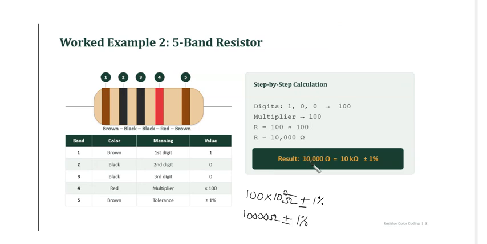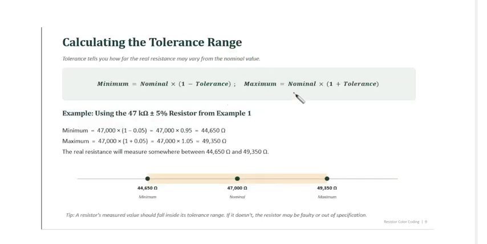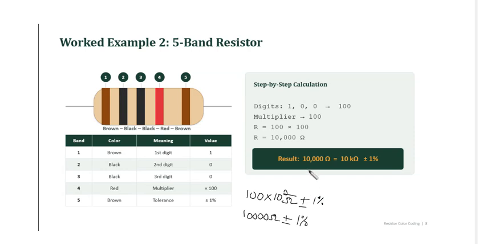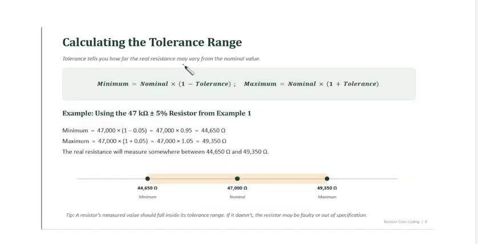10,000 ohms now. It is expected that when you measure it in the laboratory, you should get 10,000 ohms. But many times, you might not have 10,000 ohms. You might have something slightly below 10,000 ohms or slightly above 10,000 ohms. That is where this tolerance comes into play. So what you are actually measuring is the real value. It may coincide with the nominal value. It might not coincide with the nominal value.